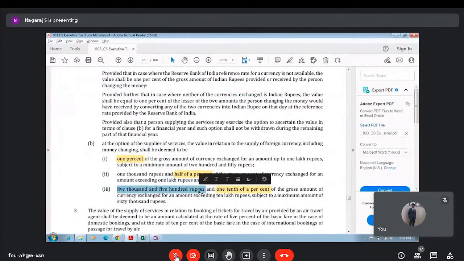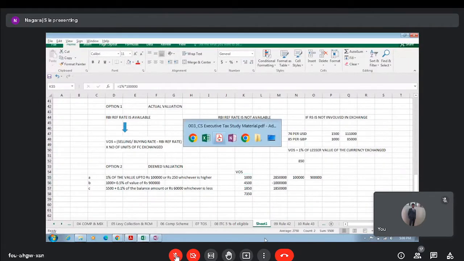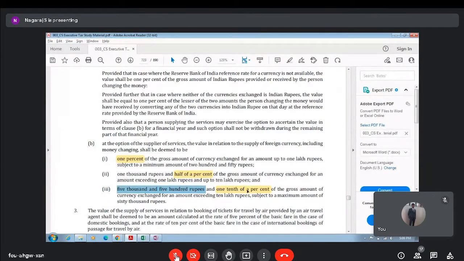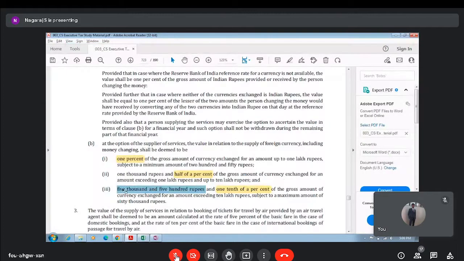5,500 rupees. 5,500 means these two. Okay, 5,500 and 1/10 of a percent. 1 divided by 10, how much? 0.1. Of the gross amount of currency exchange for an amount exceeding 10 lakhs. Exceeding 10 lakhs means the balance amount, subject to a maximum amount of how much? 60,000.